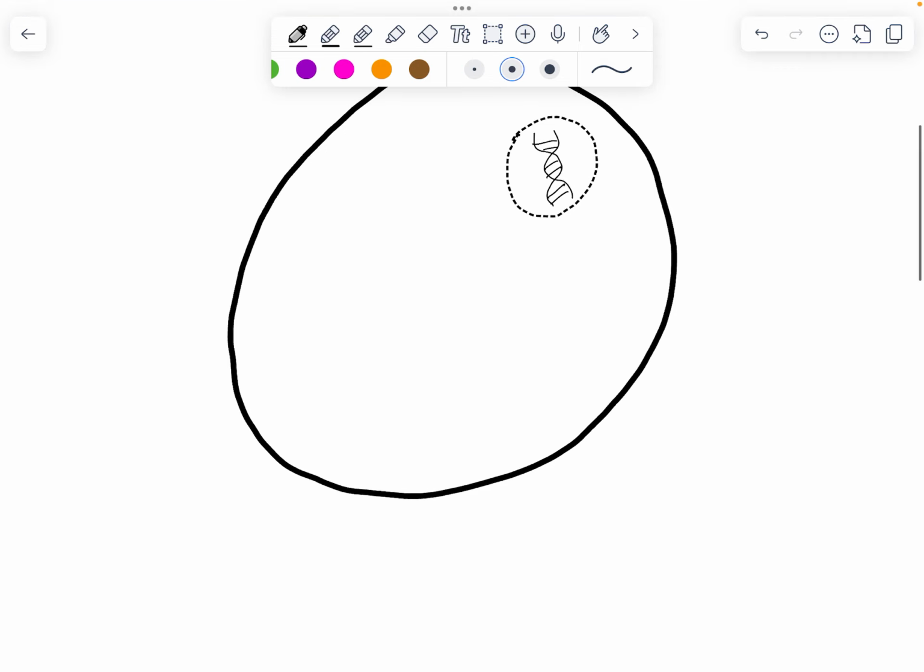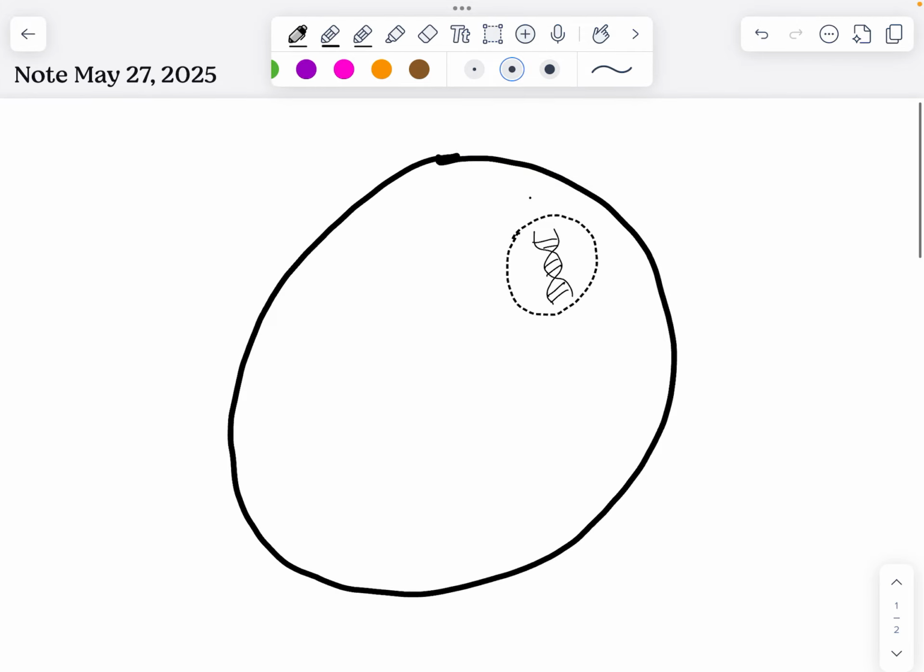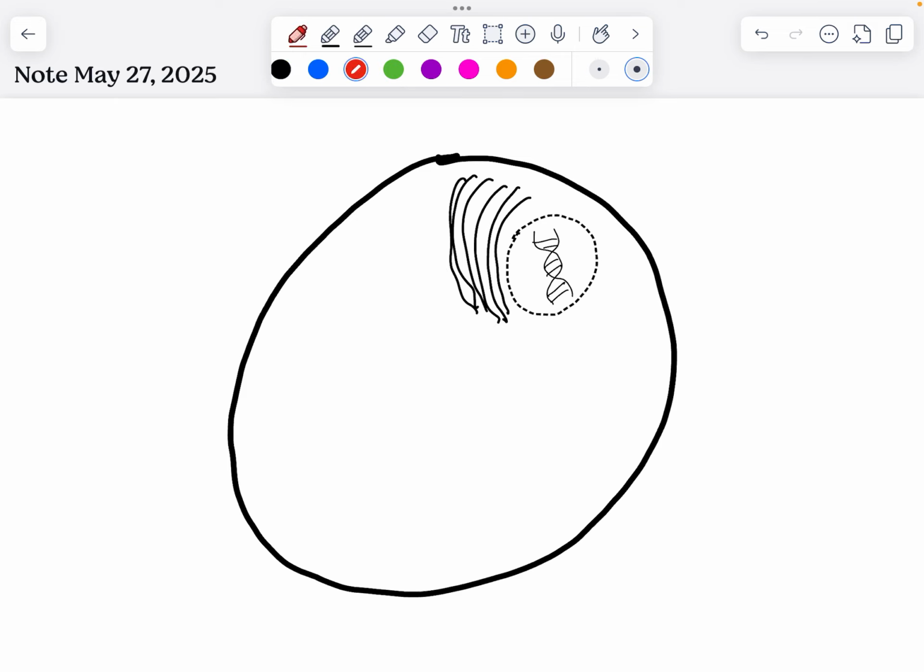Next, we'll draw out the rough ER. Now, the reason why this is called rough endoplasmic reticulum is that it has ribosomes attached to its surface. Ribosomes are the tiniest organelle within the cell that have your body produce proteins. Now, some of the ribosomes are free-floating within the cell, but the majority of them are stuck to that rough ER.